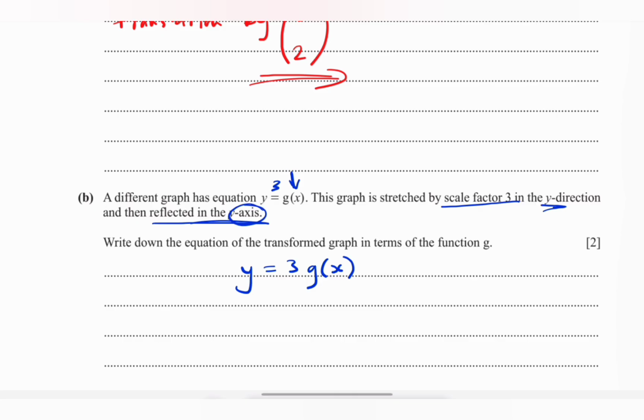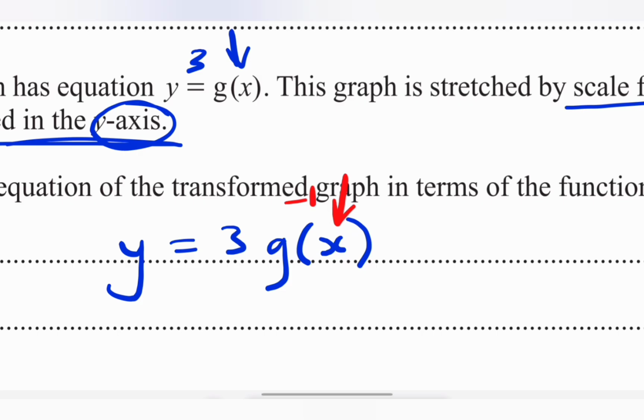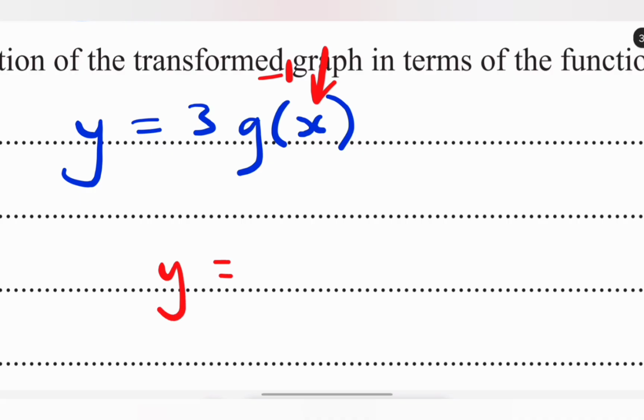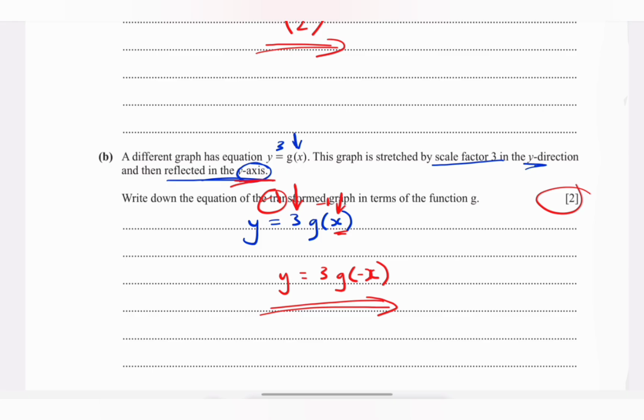And for the reflection in the y-axis, we multiply the x part by -1. And so the resulting equation of the transformed graph will be y is equal to 3g(-x), like this. And it's also good to remember that for a reflection in the x-axis, we multiply the outer part by -1. So for reflection in the x-axis, it's the outer part which is multiplied by -1, and for reflection in the y-axis, it is the inner part, which is the x, that is multiplied by a -1. And so this becomes our answer for 3 part B, to gain us 2 marks.